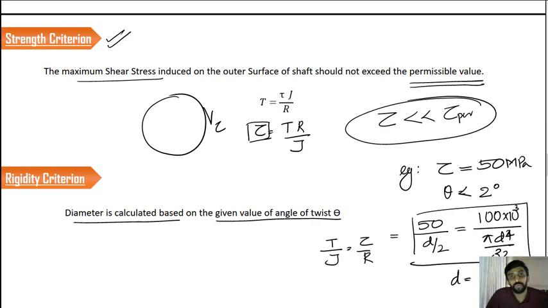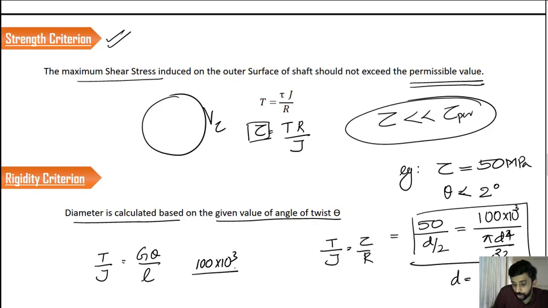This is how you do the design based upon the strength criteria. Now how will you do the same design using the rigidity criteria? For that we will use the first and the last terms, G theta by L. So we will apply the same values here.